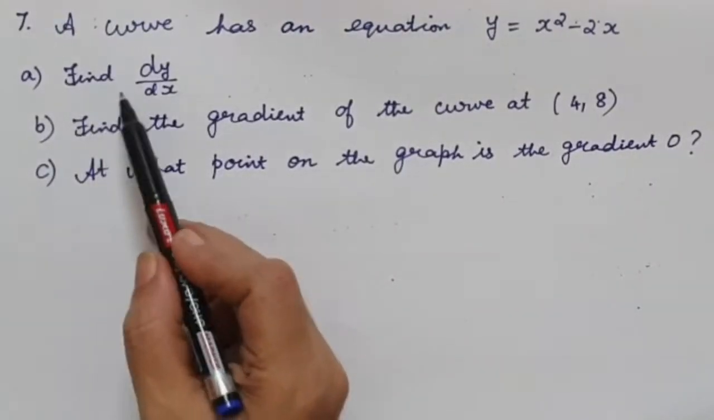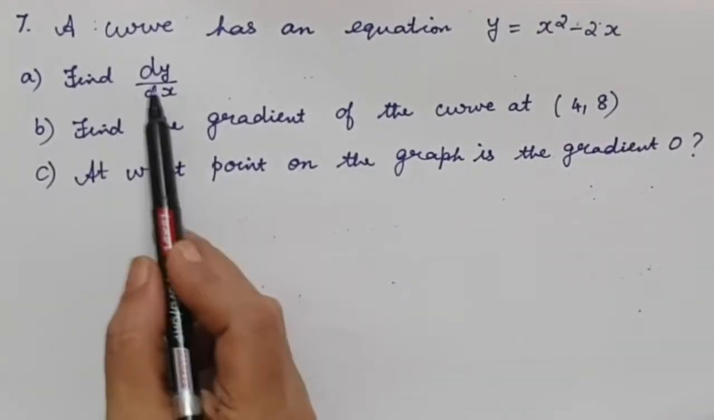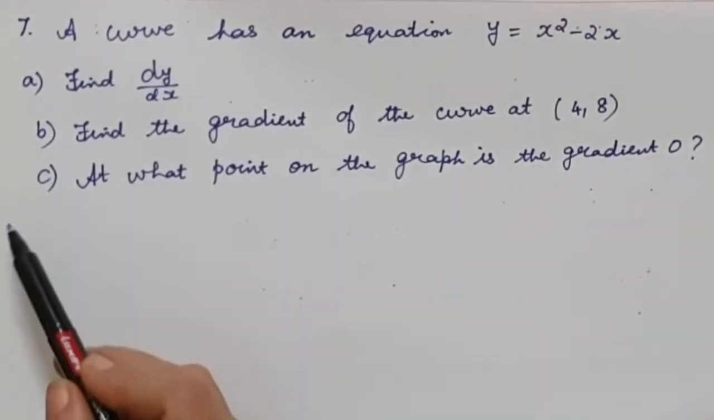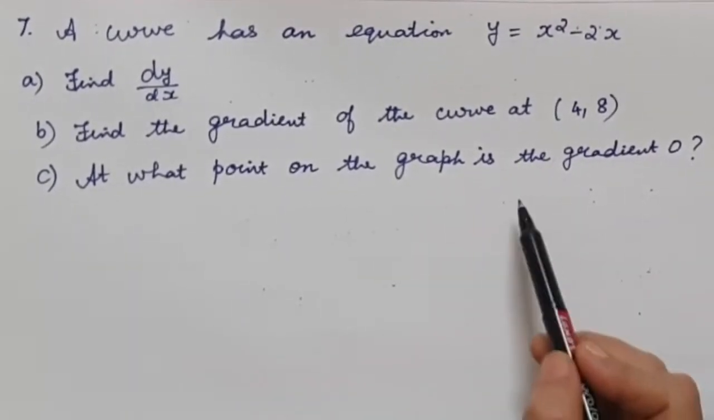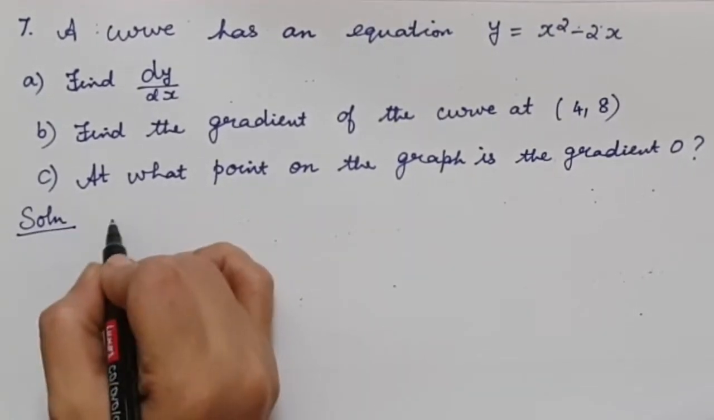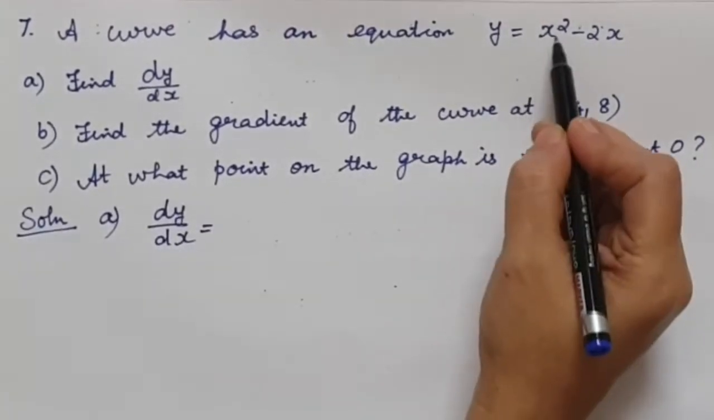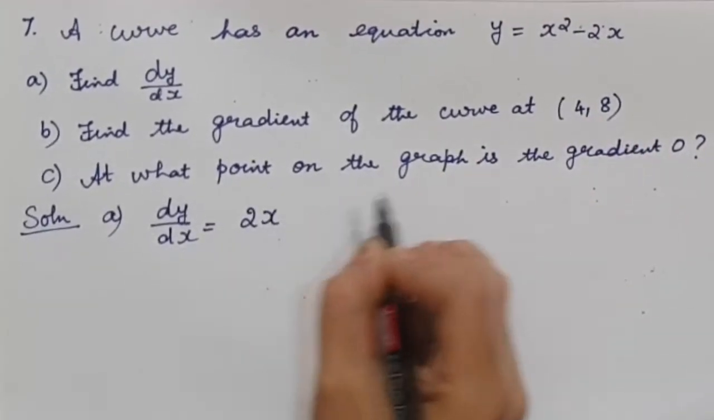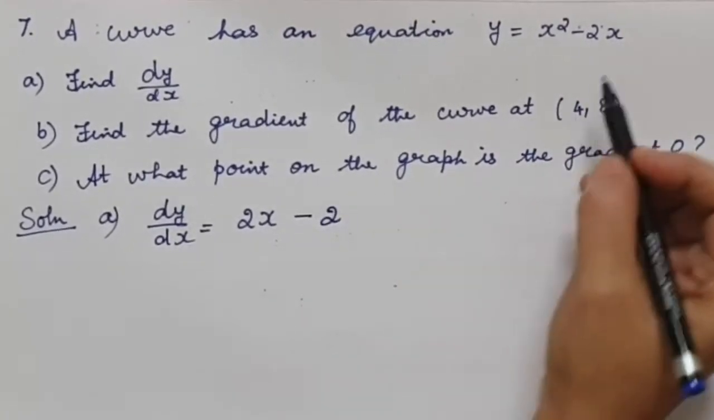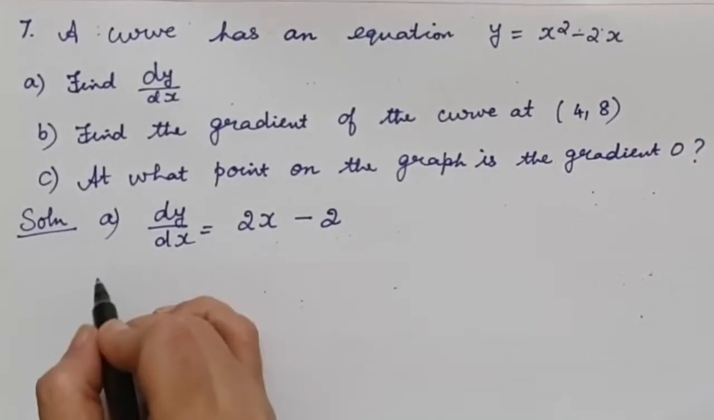The seventh question, a curve has an equation y equal to x square minus 2x. A, find dy over dx. B, find the gradient of the curve at 4, 8. C, at what point on the graph is the gradient 0? Now the solution, our first part is to find dy over dx. That is x square, when we differentiate it, it is 2x. And when you differentiate minus 2x, it will be equal to minus 2 because differentiation of x is 1. So 2x minus 2.